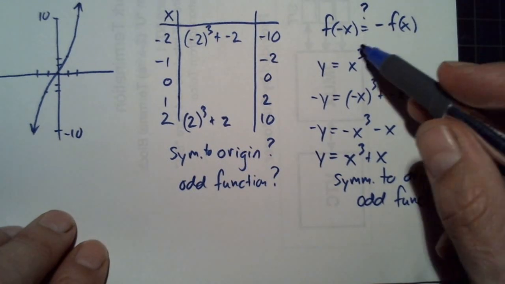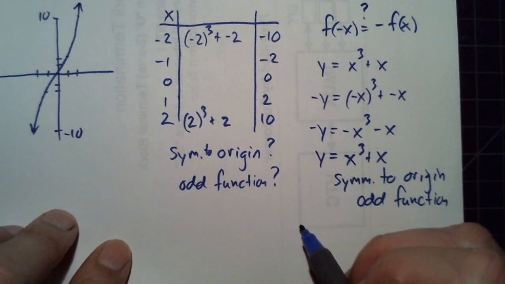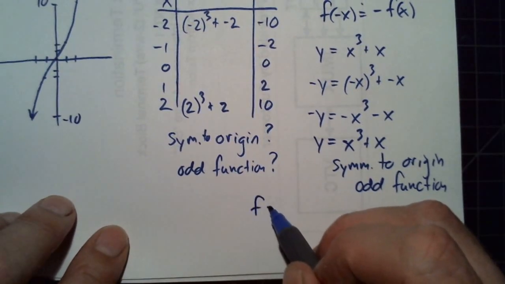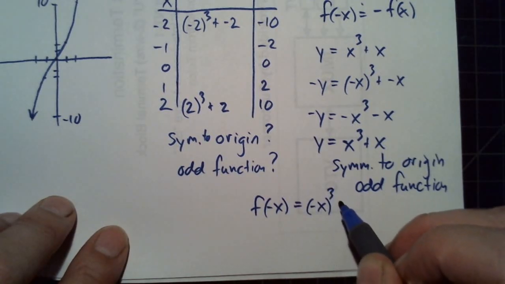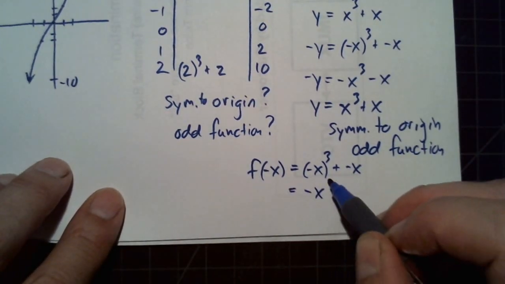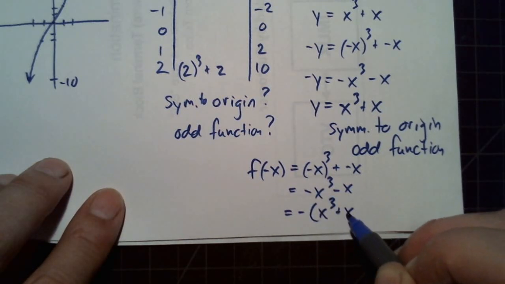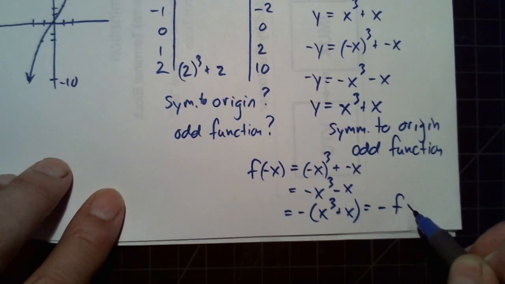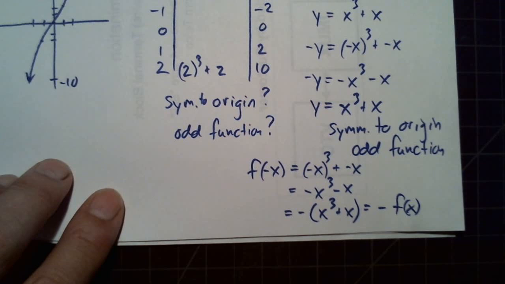If we're not going to write it this way, we need to do it in function notation. We could write it like this: f of -x is -x cubed plus -x. And then we write it as -x cubed minus x, which is -(x cubed plus x), which is -f of x. And that would be the way it's usually written in a book. We've shown that when we change the x, we also change the y, showing that it's an odd function.